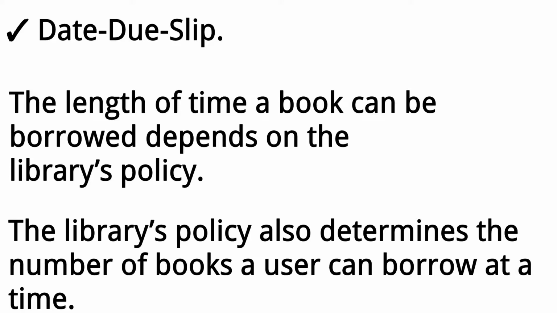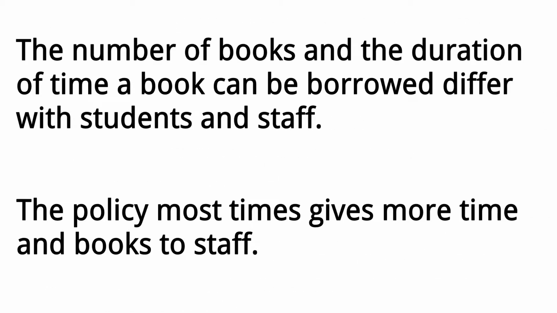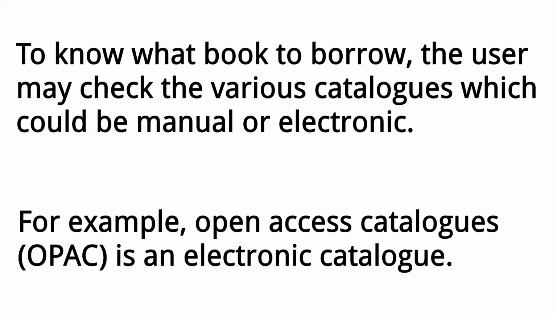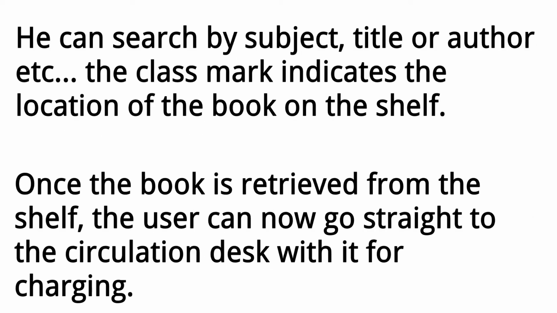The library's policy also determines the number of books a user can borrow at a time. The number of books and the duration of time a book can be borrowed differ with students and staff. The policy most times gives more time and books to staff. To know what book to borrow, the user may check the various catalogs, which could be manual or electronic. For example, Open Access Catalog, OPAC, is an electronic catalog. He can search by subject, title or author, etc.